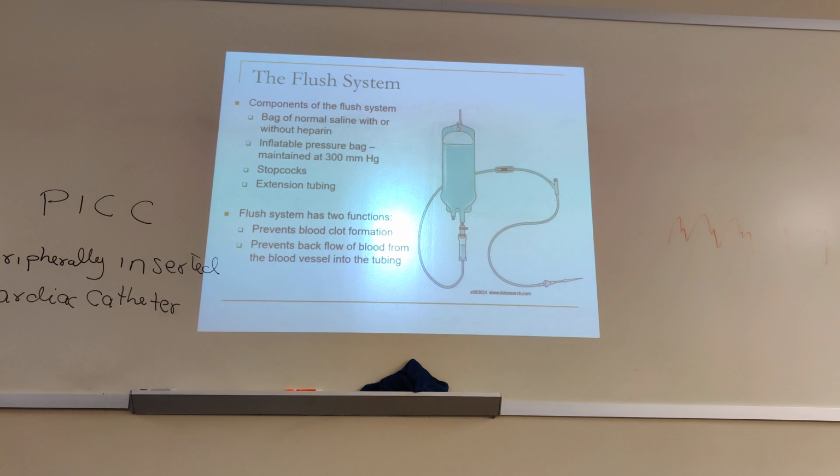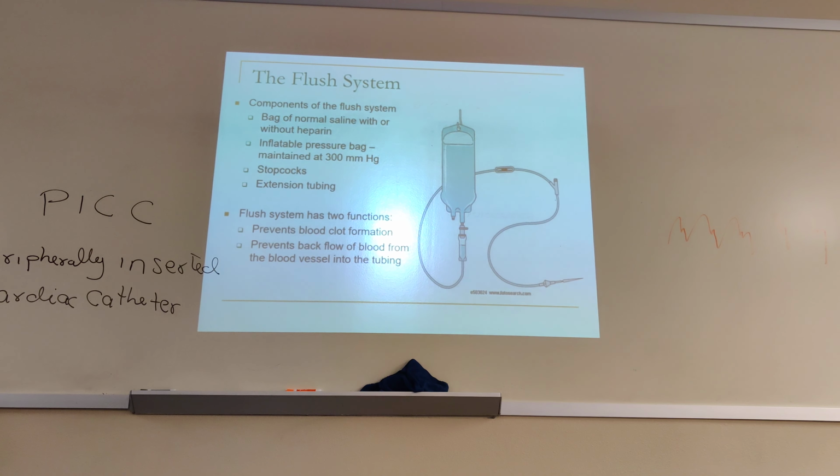So like I said, the flush system has a bag of normal saline. A long time ago, they used heparin, because heparin helps to prevent the blood from clotting. Once you get the blood out of the body, if you are drawing blood, those few seconds that it stays out there, you may develop a lot of clots. And then if you push it back into the body, that clot will embolize. It can follow the blood flow and end up somewhere that you don't want it to end. So they were using heparin.